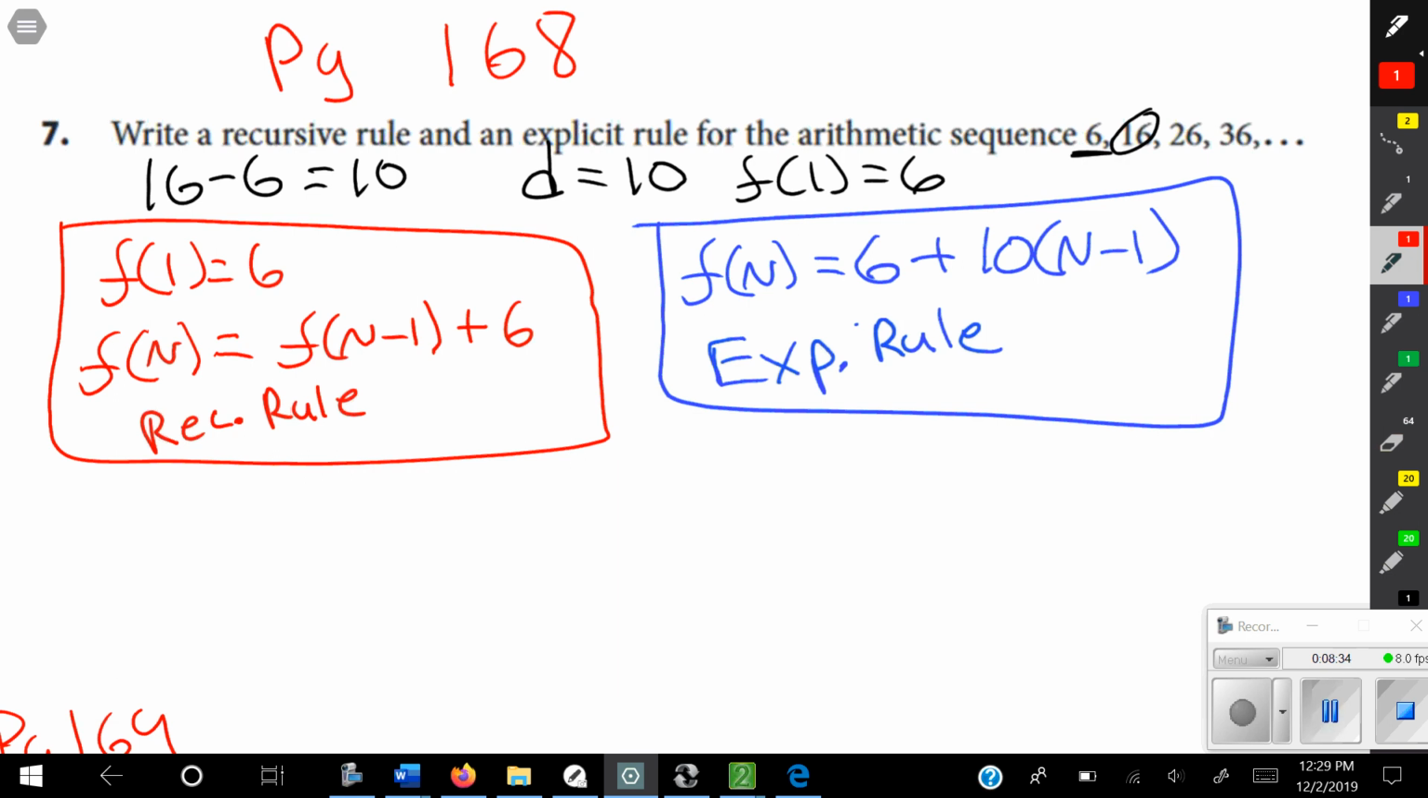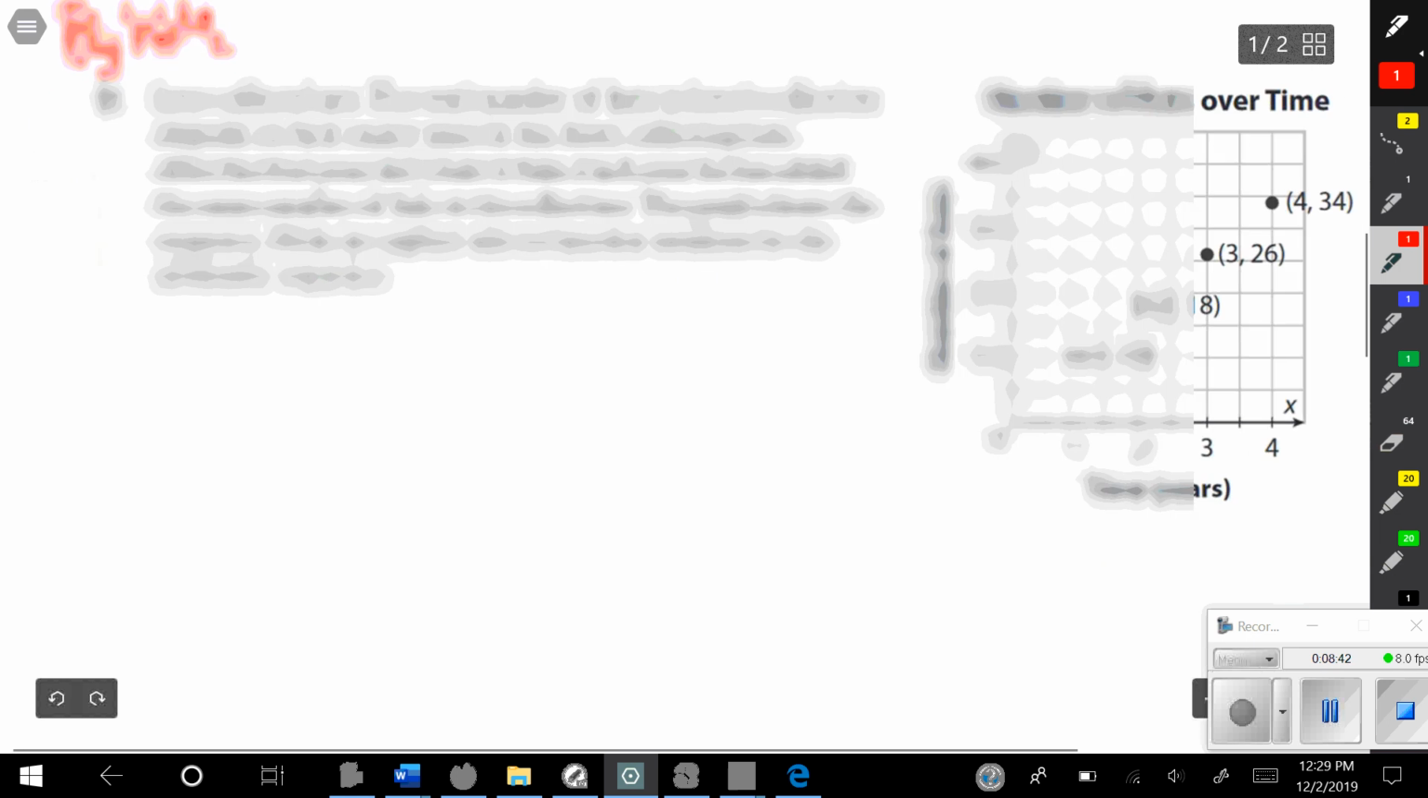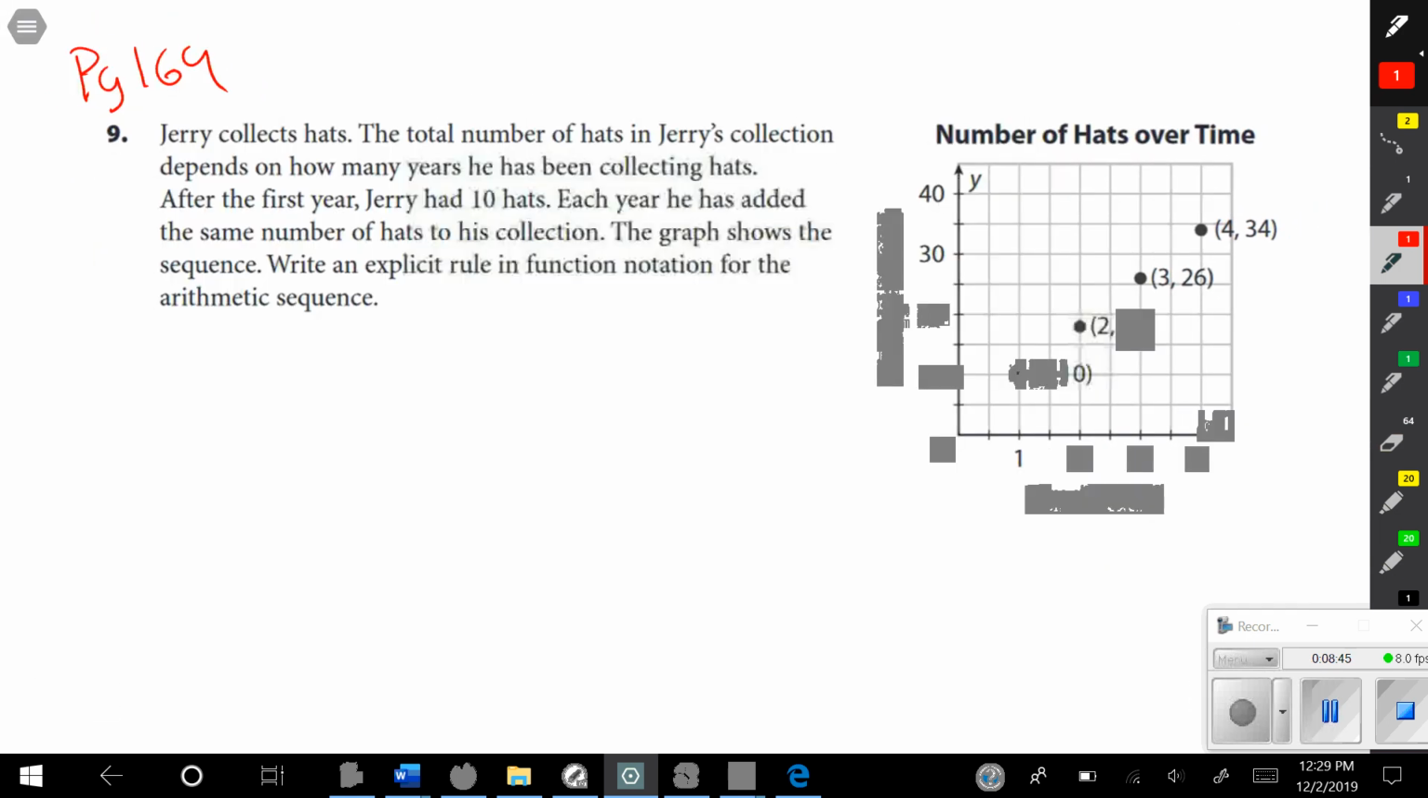All right, now let's take a look at one more example. Okay, here it says Jerry collects hats. The total number of hats in Jerry's collection depends on how many years he has been collecting hats. After the first year, Jerry had 10 hats. Each year, he added the same number of hats to his collection. The graph shows the sequence. It says write the explicit rule and function notation for the arithmetic sequence. So on this one, we just need to write the explicit rule.